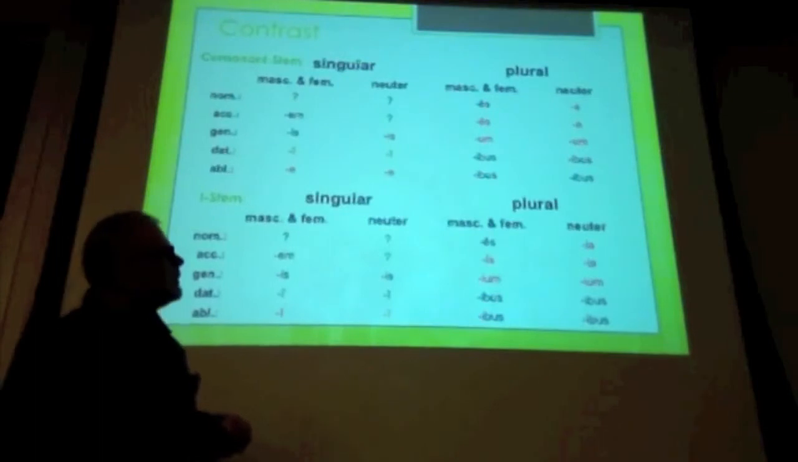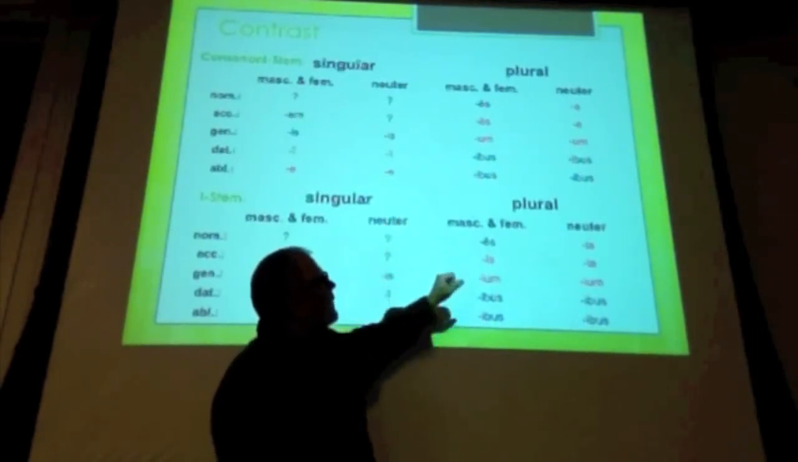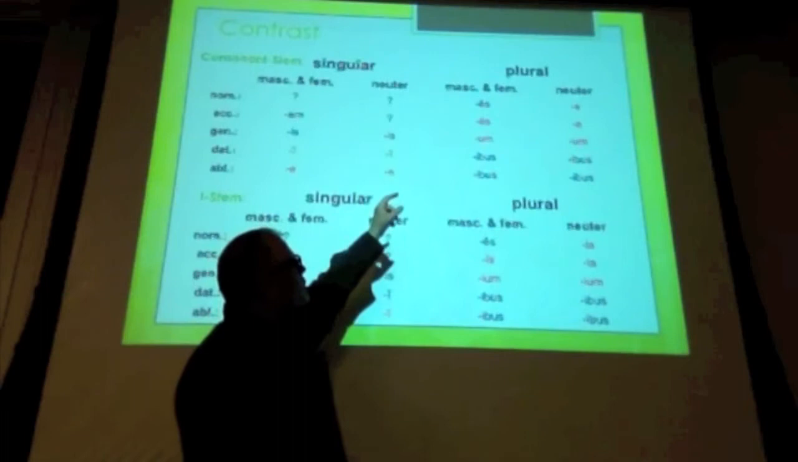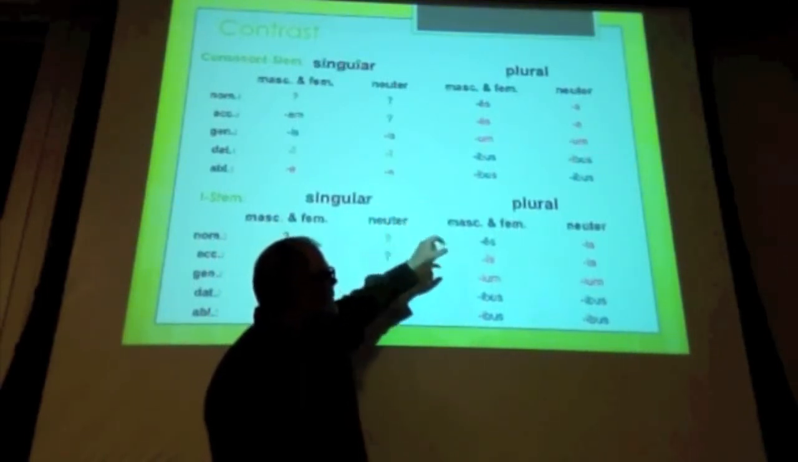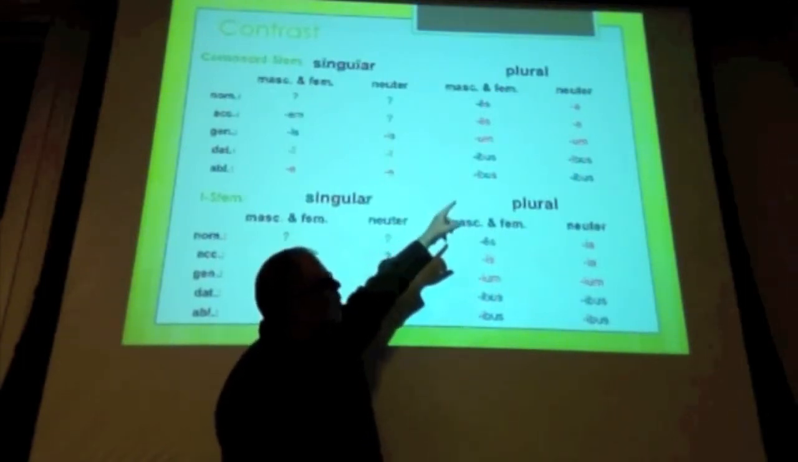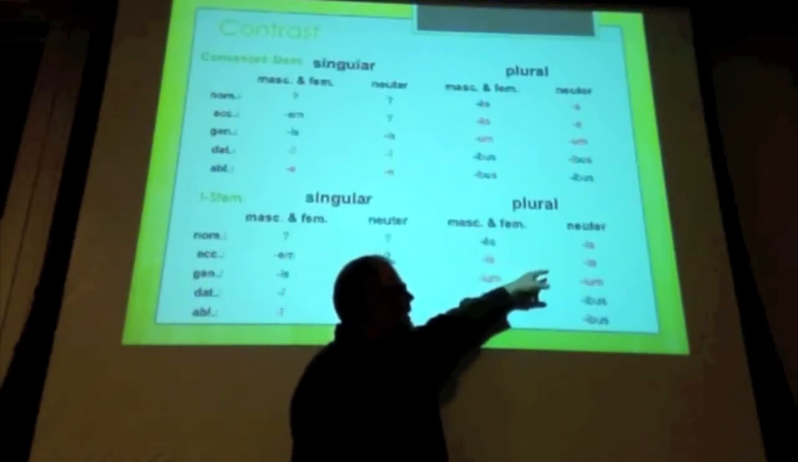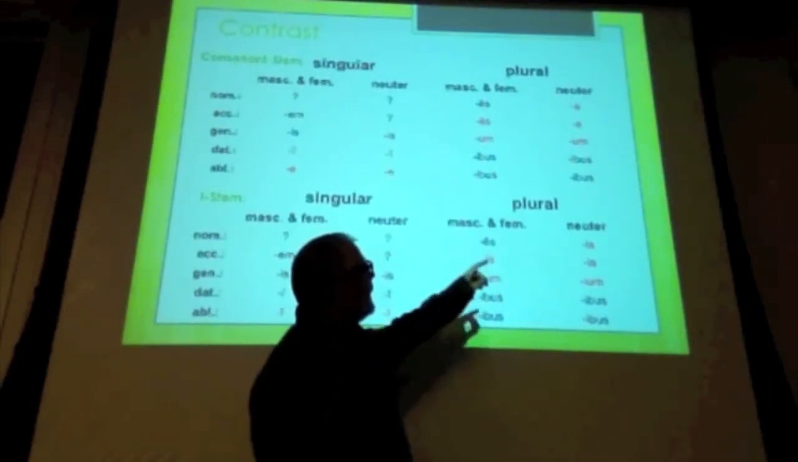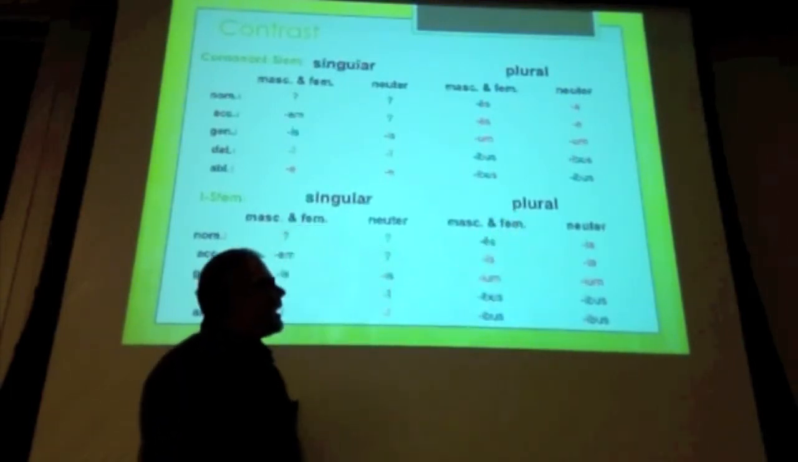In the plural, in the masculine and feminine accusative plural, we have a long ES for consonant stems and a long IS for I stems. And we have UM for the genitive plural of consonant stems, and IUM for the genitive plural of I stems. And in the neuter, we have, in the consonant stems, A in the nominative and accusative plural, but we have IA in the I stems, and finally, again, the genitive, in the consonant stems, and in the I stems.